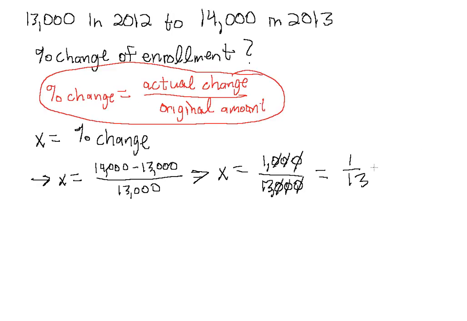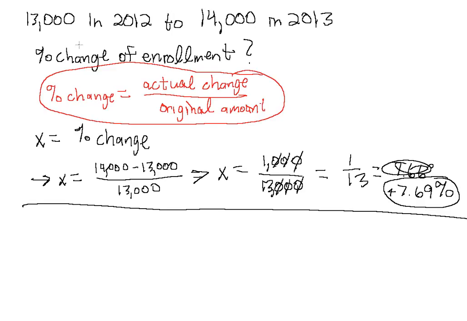Okay, so 1 over 13 is the same as 7.69%. And we always want to put a plus sign, and this is our percent of change. We always want to put a sign because when we're dealing with percent of change, it can either be positive or negative. Even if it's positive, we want to put our plus sign because it went up a certain percent. So this is very important when we're dealing with the percent of change equation. Let's go ahead and do another one. Let's look at another example.